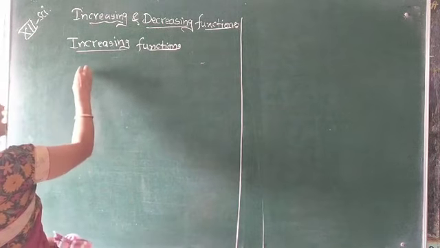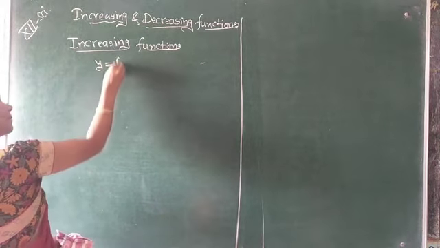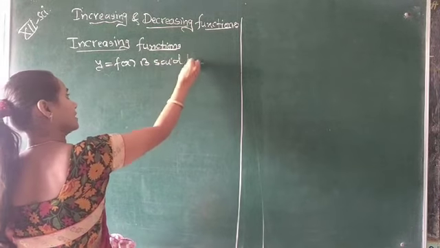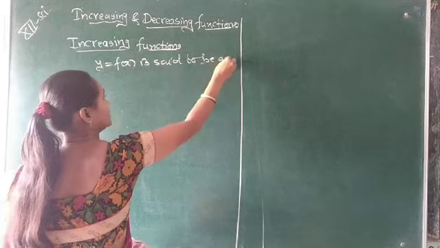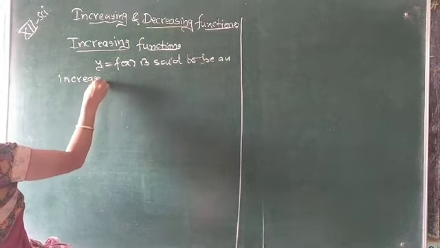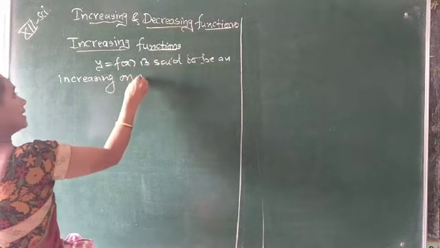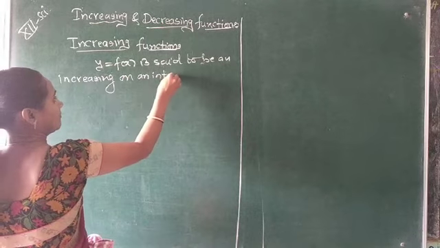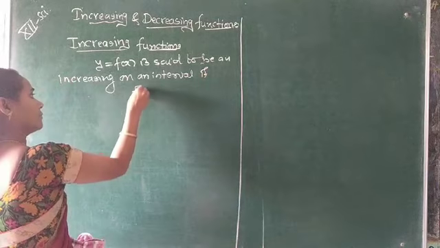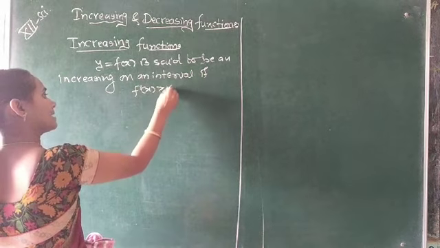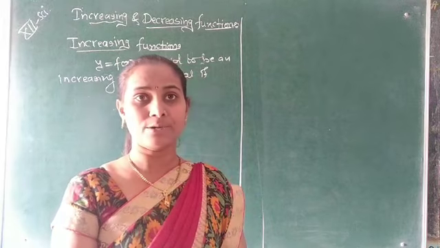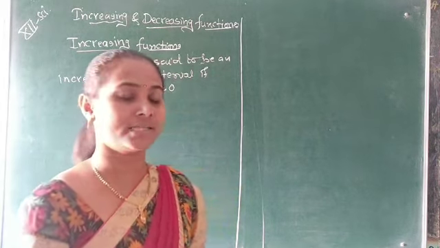A function f of x is said to be an increasing function on an interval if f dash of x is greater than 0. If the derivative of a function is positive, then the function is said to be an increasing function.